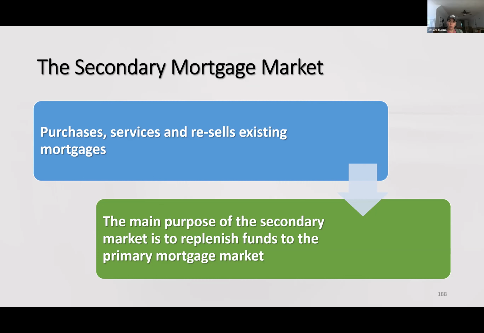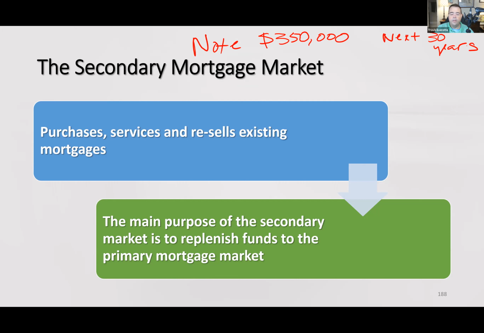It's going to be sold. SunTrust and Bank of America are going to have a negotiation, and they're going to come up with a number. And that number is going to be whatever they want it to be, completely negotiable. Now, my guess is, let's just throw some numbers out here. Let's say the note is for $350,000, and it's for the next 30 years, okay? And let's just say payments are $1,805 a month.